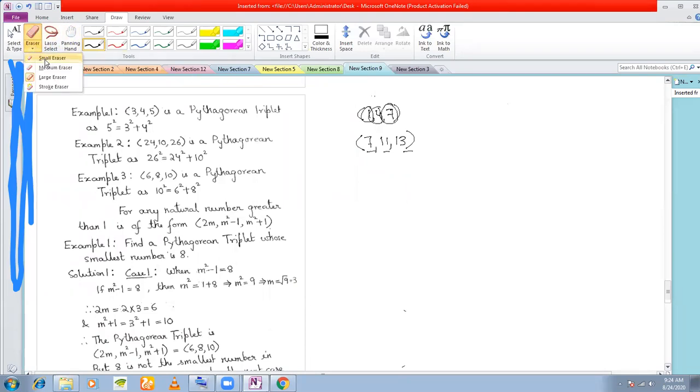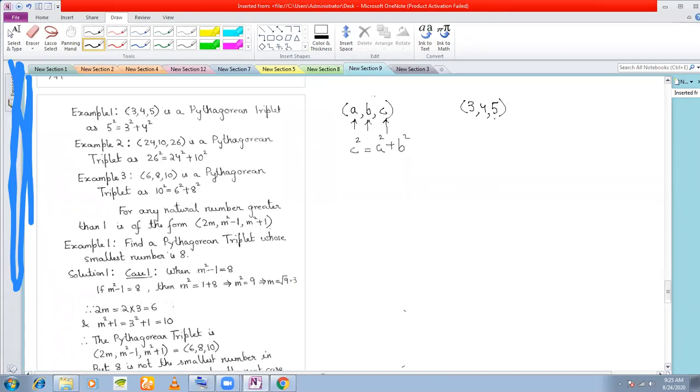Now, what is so special about these Pythagorean triplets? Pythagorean triplets are a special kind of triplet. It is of the form A, B, C, such that the square of C is equal to the square of A plus the square of B. Let us take, for example, the simplest of Pythagorean triplets, 3, 4, 5. This is the simplest of all Pythagorean triplets.